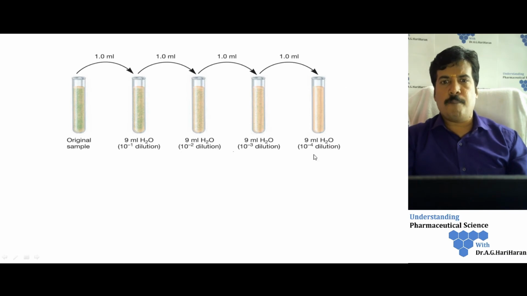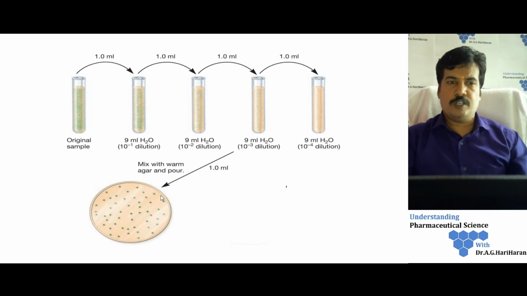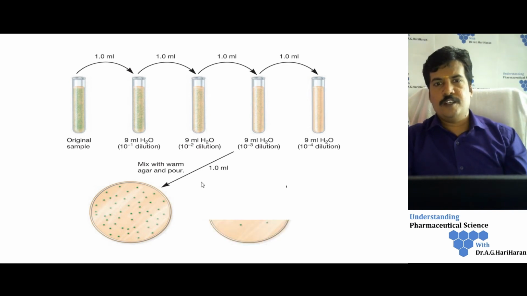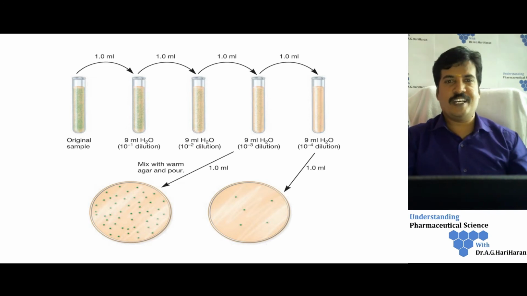So the appropriate dilution is identified based on the plating. For example, if I dilute at 10 to the power minus 3 dilution, we will get overcrowded colonies. So it is very difficult to isolate the individual colonies for the study. So we can go for the next dilution. If you see the 10 to the power minus 4 dilution, we can get individual colonies. So this can be isolated and incubated.